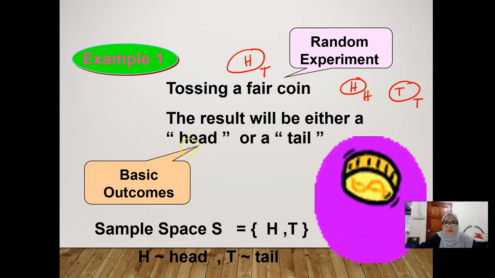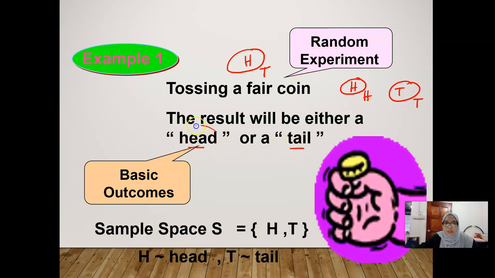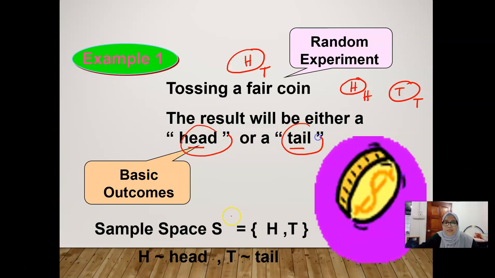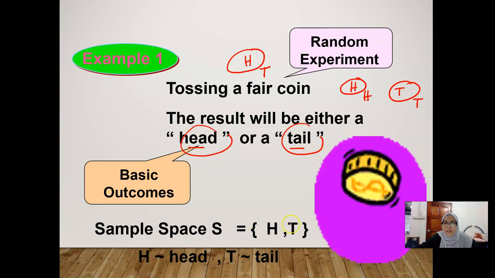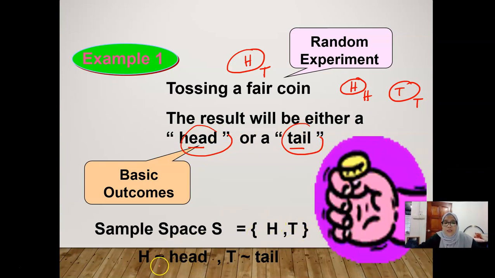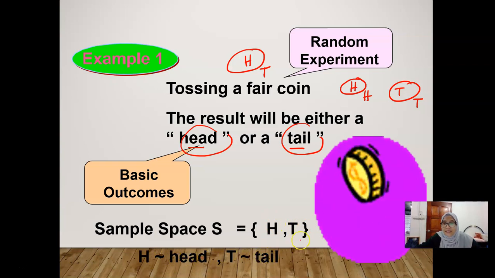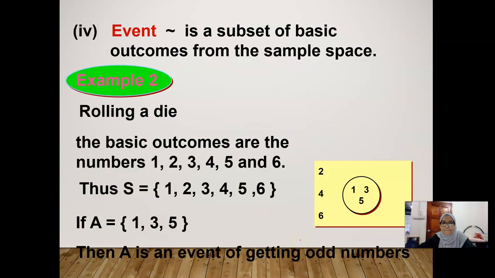So this is the random experiment. Basic outcome, you have at least two. In this case, you have two outcomes. So my sample space is H and T, where we denote H as head and T as tail. Okay. An event is a subset of basic outcomes coming from your sample space. Okay. For example, you are rolling a die. Okay. A fair dice.